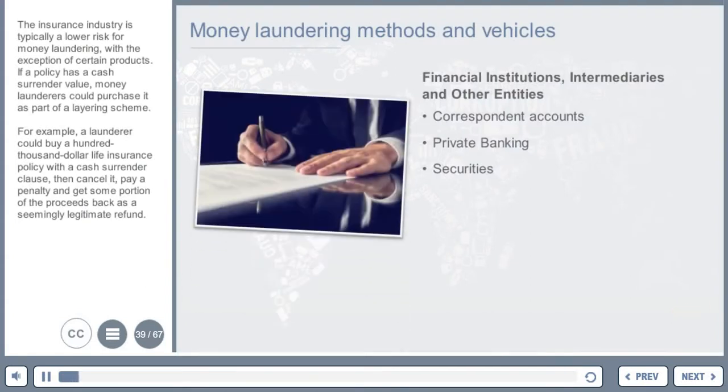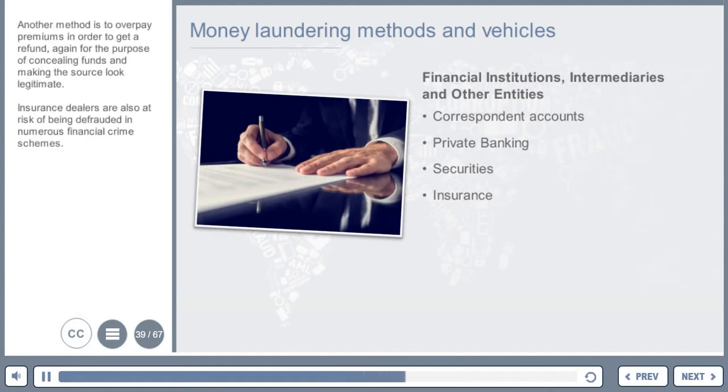The insurance industry is typically a lower risk for money laundering, with the exception of certain products. If a policy has a cash surrender value, money launderers could purchase it as part of a layering scheme. For example, a launderer could buy a $100,000 life insurance policy with a cash surrender clause, then cancel it, pay a penalty, and get some portion of the proceeds back as a seemingly legitimate refund.